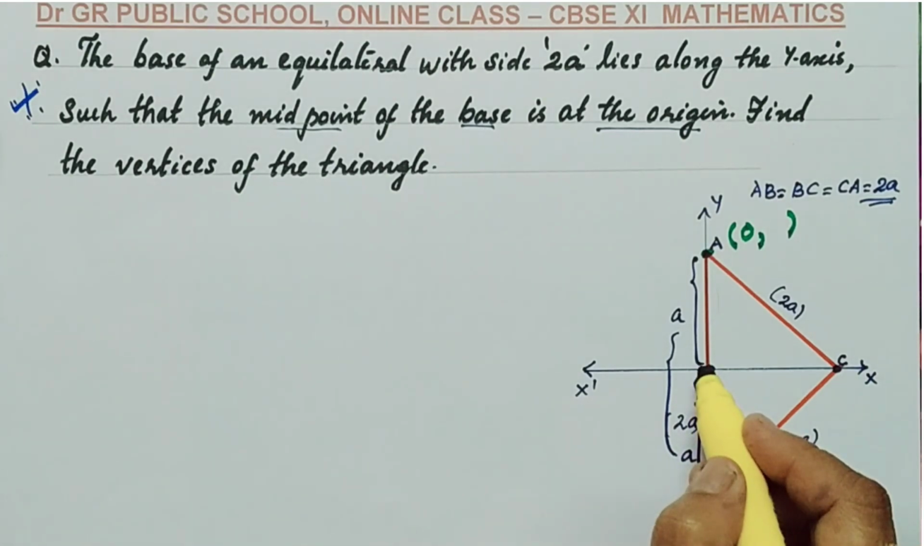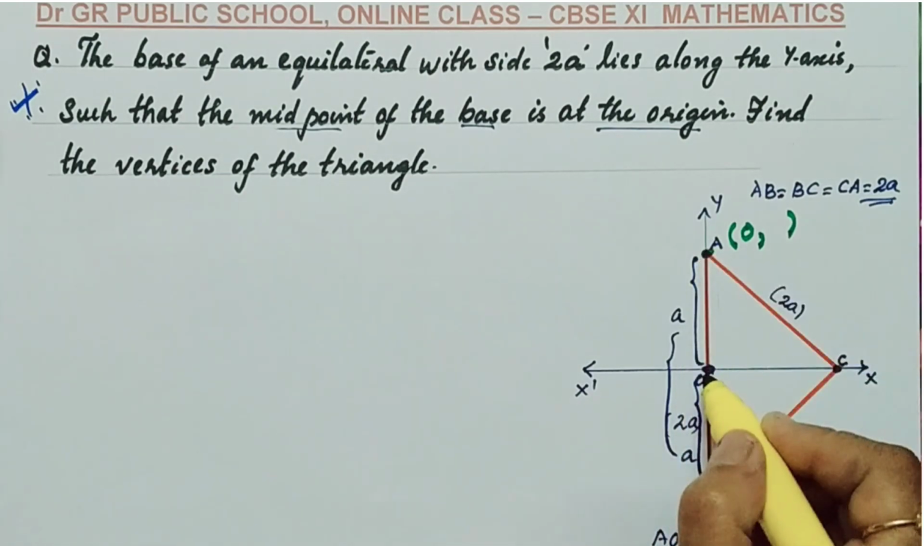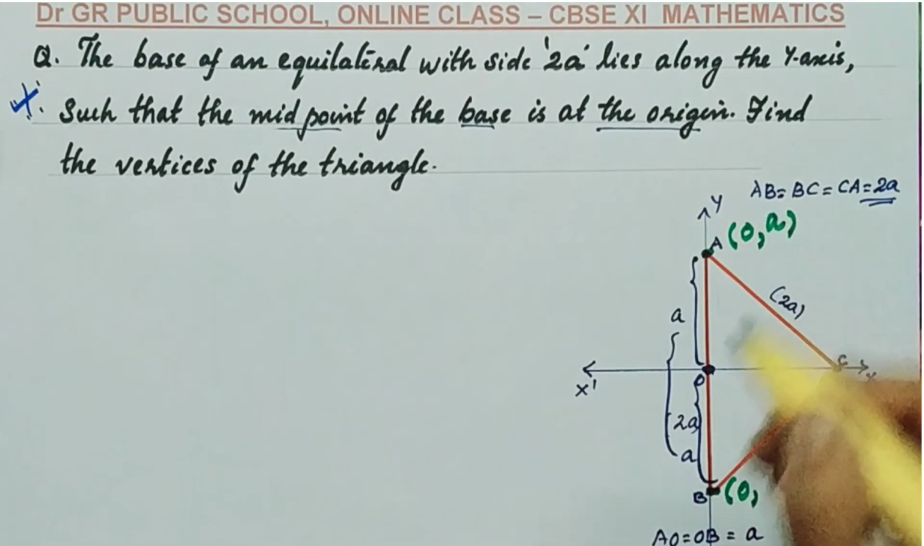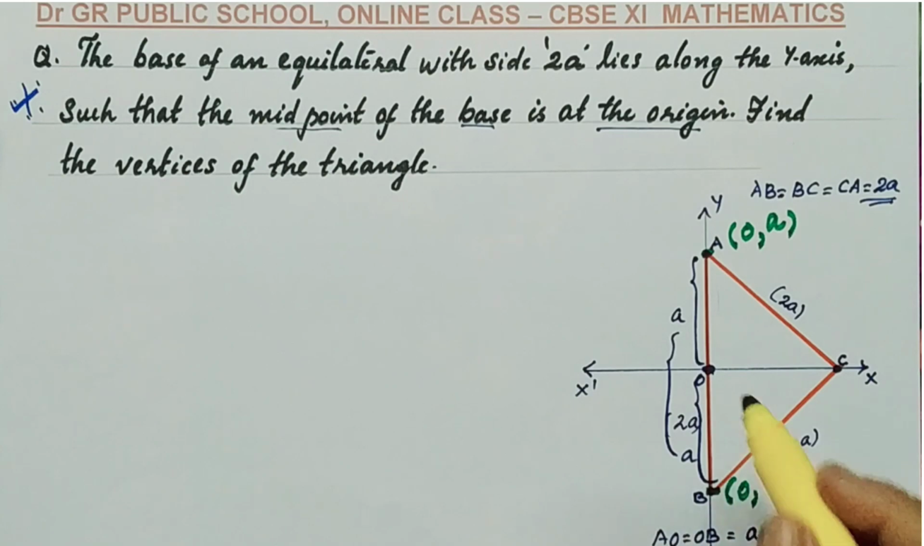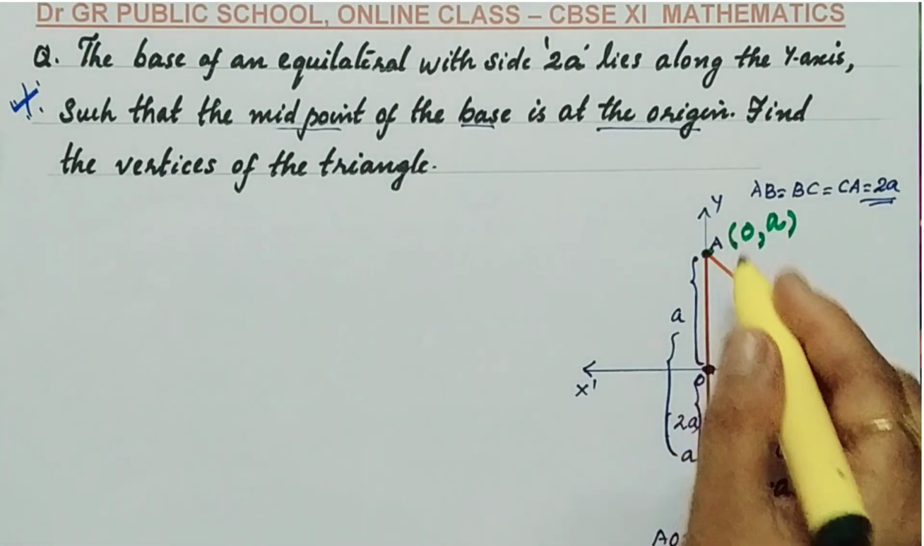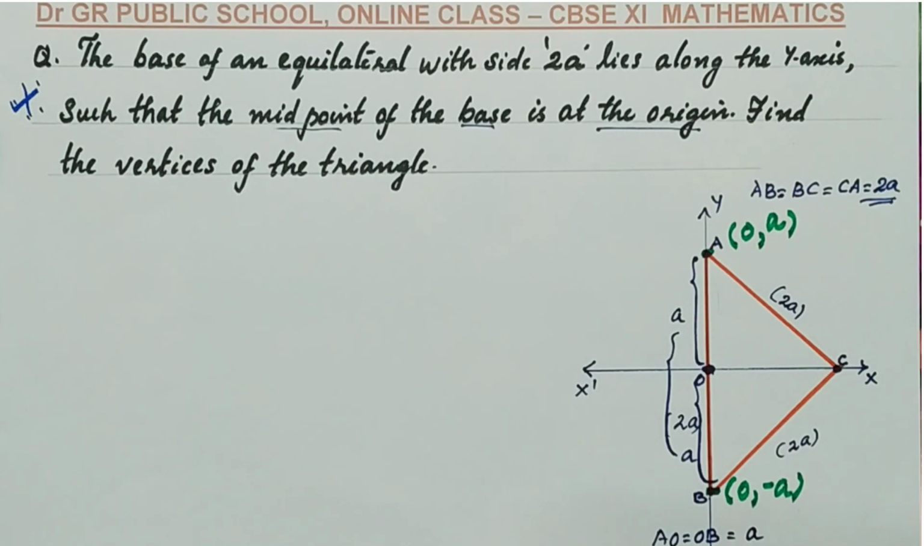What is the y-coordinate now here? The point A lies A units above the x-axis. So the y-coordinate is A. So the coordinate of the point A is (0, A). And the point B is A units below the x-axis. Therefore, the coordinate of the point B is (0, minus A). You know why the x-coordinate is equal to 0? Because the point lies on the y-axis. Both the points A and B lie on the y-axis. Therefore, the x-coordinate is equal to 0. Now, the only vertex you need to find is the vertex C.